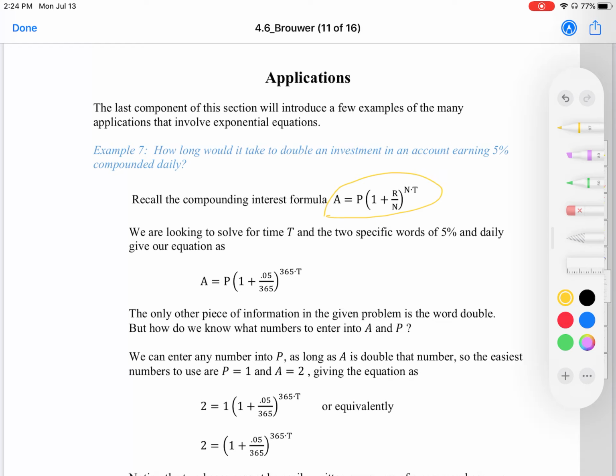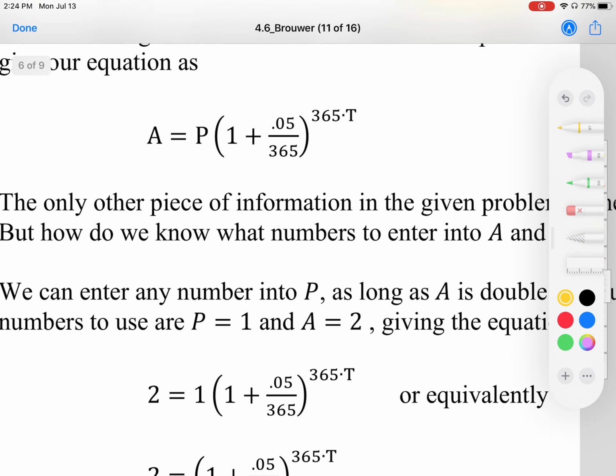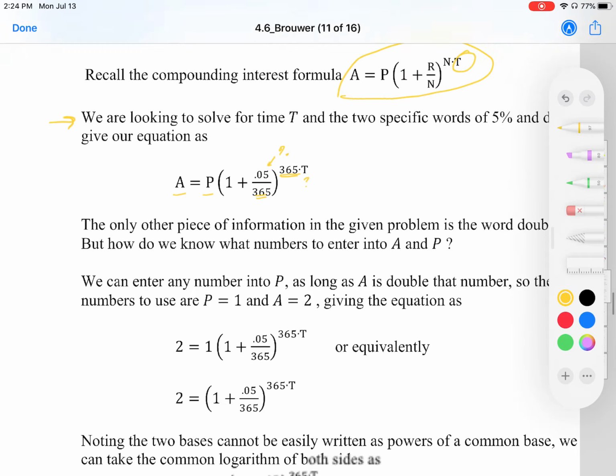We know we want double, so twice as much. We are looking to solve for time t, and we see that t is in the exponent's place, right? And the two specific words are 0.05 and daily, and so we get our equation. So this is our percent. This is daily, 365. Now we're left to figure out t. P and A can be cleverly filled in.